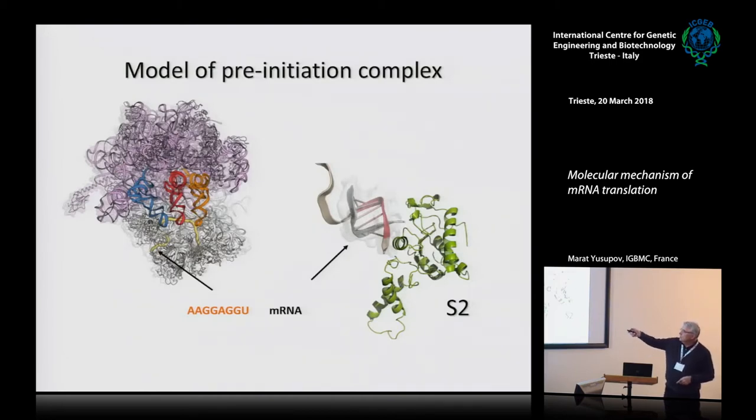It's not very visible, but you can see that here is presented an electron density map at quite high resolution, where we can build the model of this duplex on the ribosome. And this is the closest protein to this duplex, protein S2.